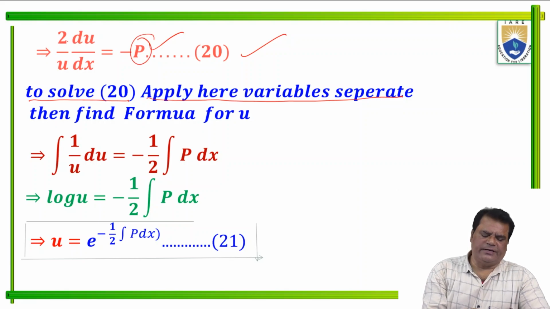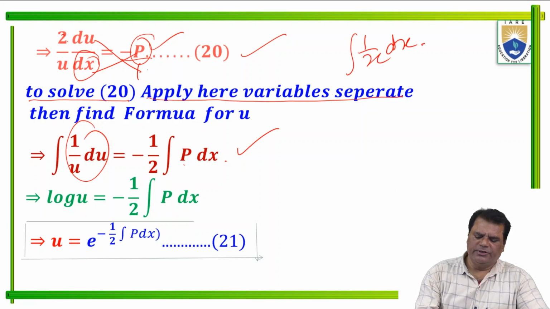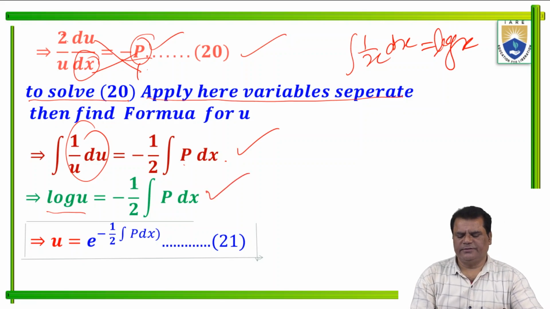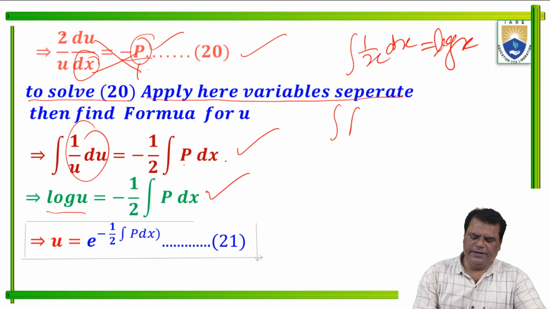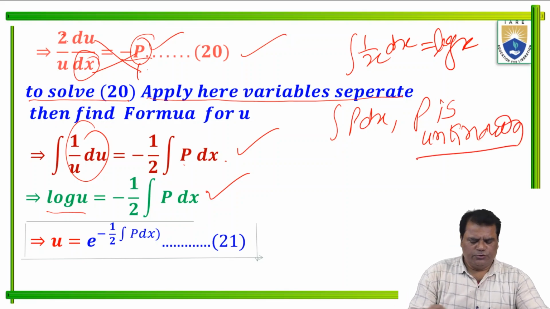P is a function of x here. So cross multiplying with dx, and after cross multiplying, the 2 is taken to this side. So 1 upon u du equals minus of p dx. The integration of 1 upon x dx is log x, so this formula applies here. We get log u equal to minus 1 upon 2 integration p dx. P is unknown here. If P is known, then we can find the integral.